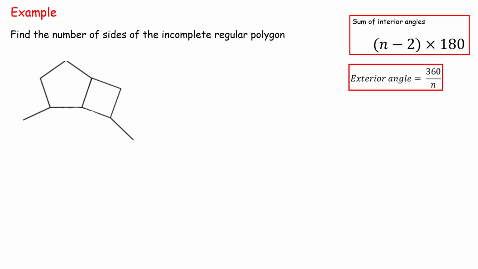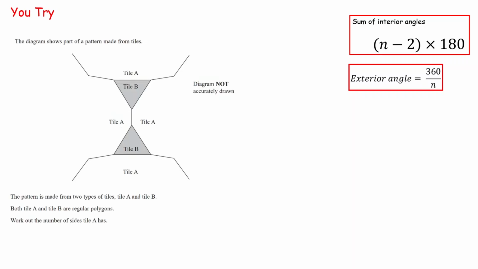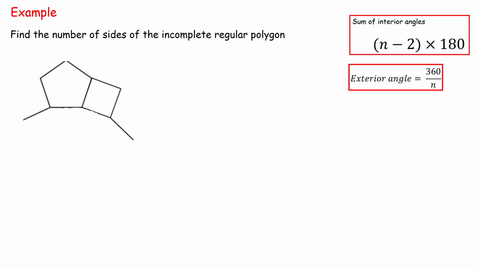Okay, so just a couple more questions on finding missing angles or sides in composite polygons, slightly more difficult examples. I'll go through an example, then you can try an exam question yourself afterwards, and that's going to be it. So the question here is saying find the number of sides of the incomplete regular polygon.